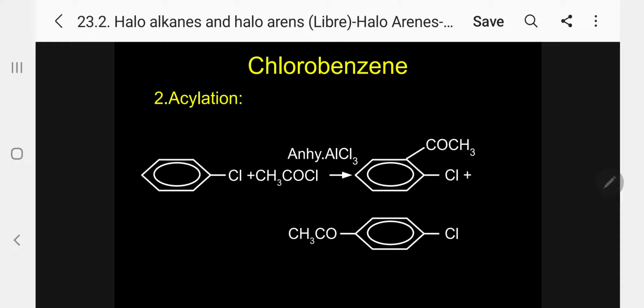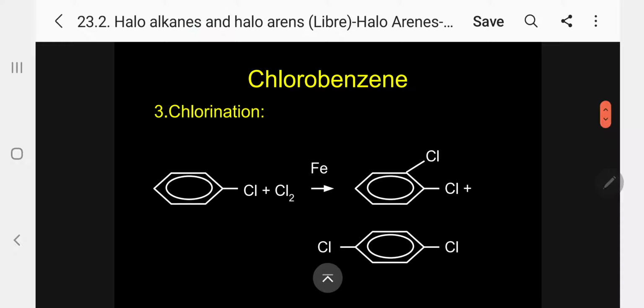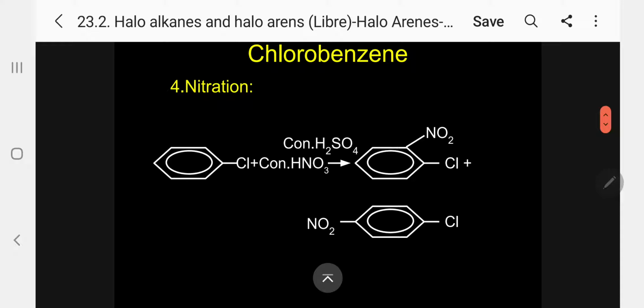Again, obeying these electrophilic substitution reactions. Under halogenation, specifically I am taking chlorine here. So, chlorobenzene reacts with chlorine in the presence of iron. So, we are getting ortho-dichlorobenzene and para-dichlorobenzene, or 1,2-dichlorobenzene and 1,4-dichlorobenzene. So again, ortho and para. Kindly follow. Now, coming to nitration.